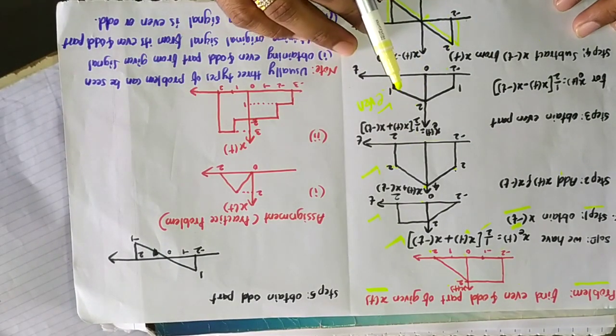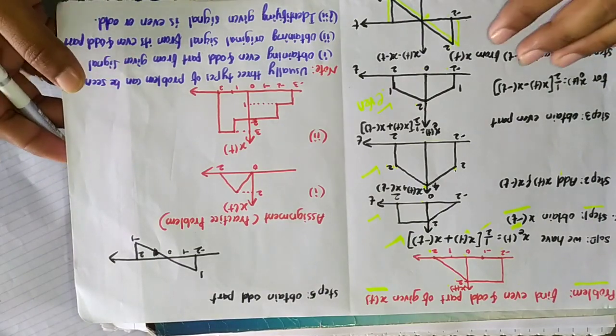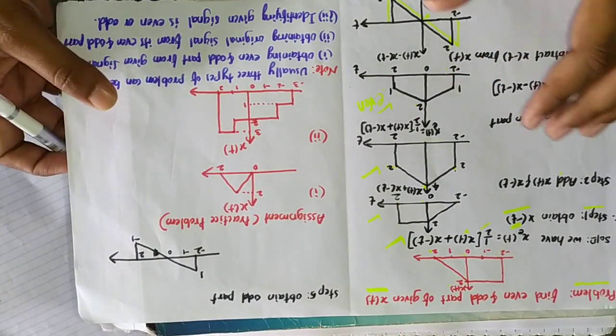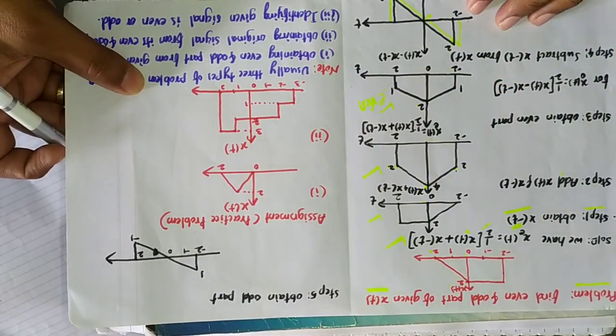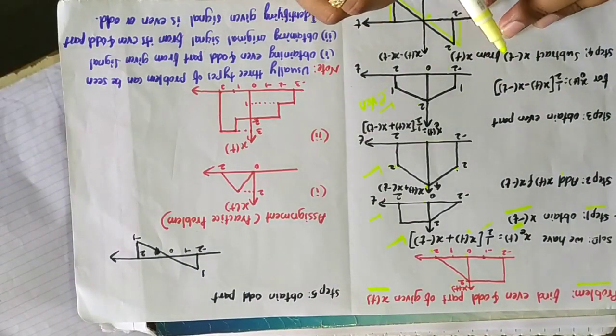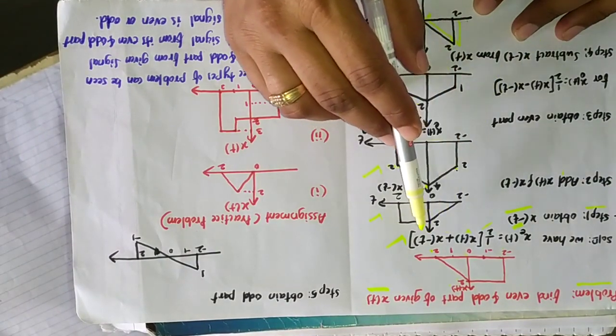So I hope you have understood how to calculate addition and subtraction by looking at the amplitudes at that particular interval. Okay. If there is a query, you can put it in the comments so that I can clarify your queries. Okay. Moving further, in step 4 we have just subtracted x of t minus x of minus t.